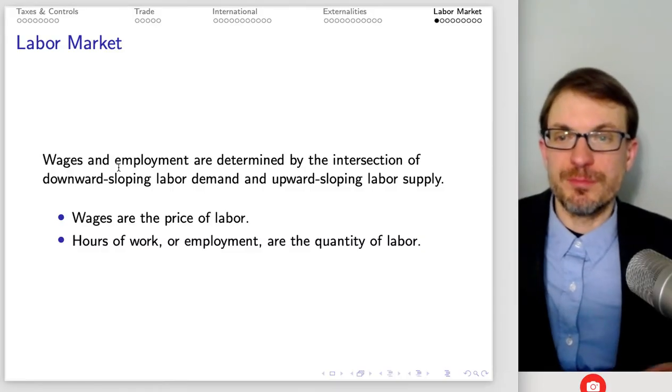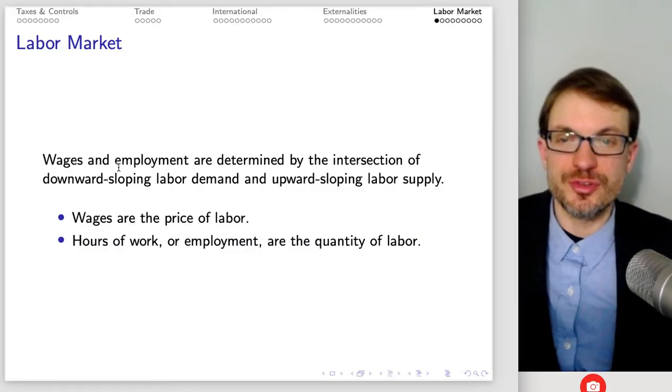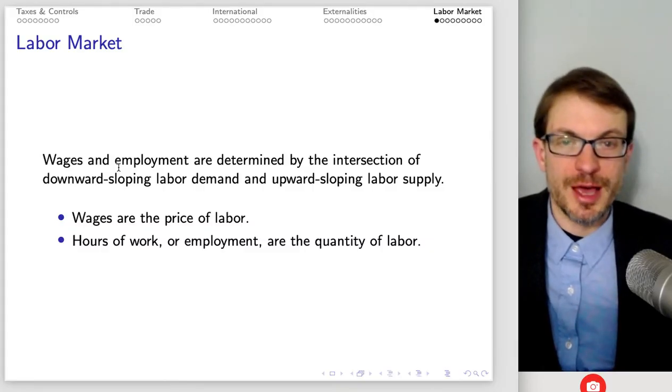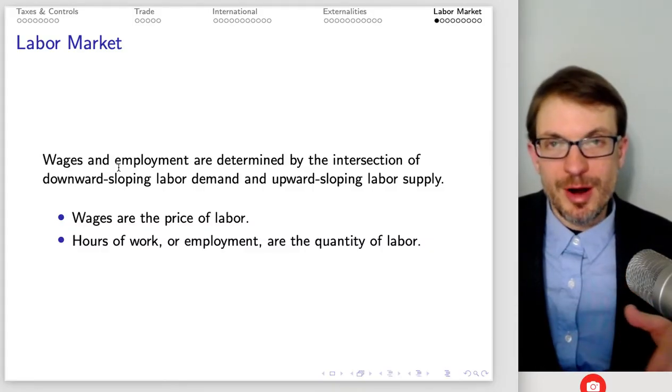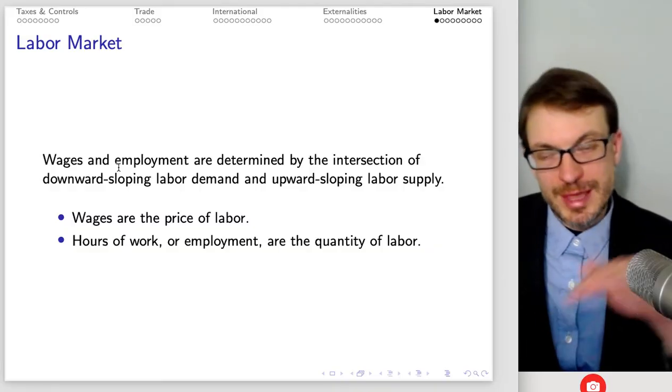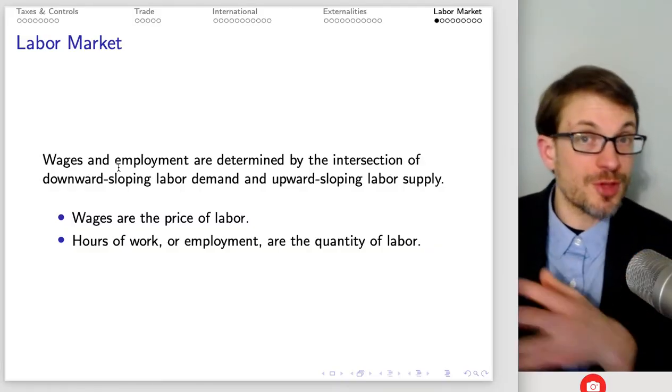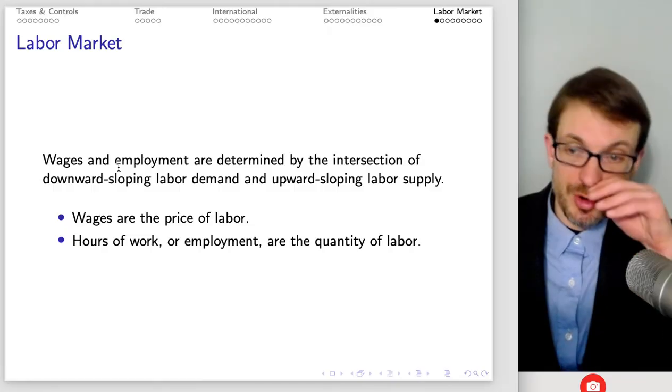All right. Wages and employment are determined by the intersection of downward sloping demand and upward sloping supply, right? So in our labor market, we have our labor demand, we have our labor supply. Remember, labor demand is firms hiring workers. Labor supply is workers willing to work.